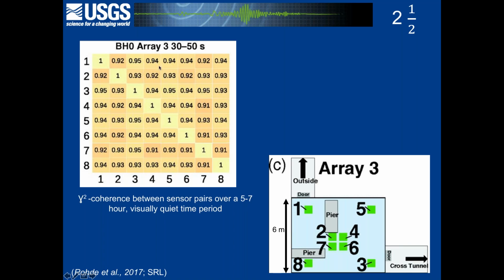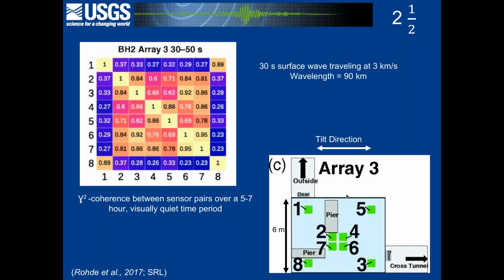What this is saying is that at periods of 30 to 50 seconds, the vertical components of seismometers in this vault are all essentially seeing the same thing, and the coherence is pretty good. If you look at the horizontal components, completely different story here. A lot of these coherence numbers drop drastically. What this is saying is that where you have very low coherence, these two sensors, which are only situated maybe up to 8 meters apart, are seeing drastically different signals.